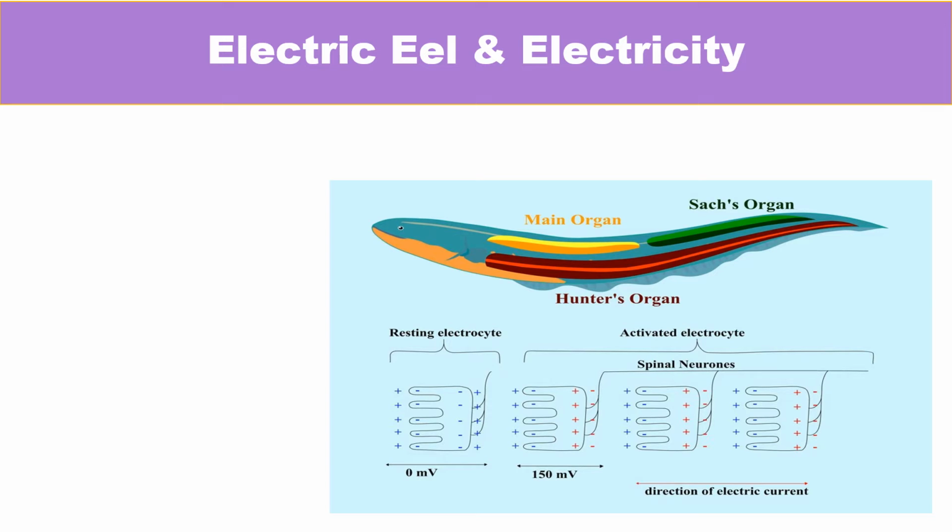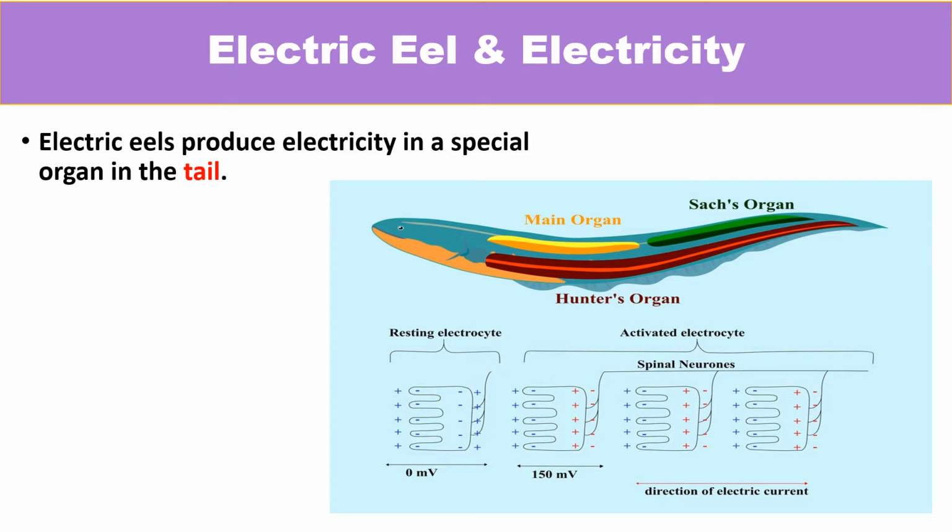Before I get things started, have you heard about the electric eel that resides in the Amazon forest in Brazil? Basically, they hunt or fight against their predators, or humans who hunt them, by rubbing their main organ against the hunter's organ. They produce electricity and complete the circuit. Electric eels produce electricity in a special organ that is located close to the tail.